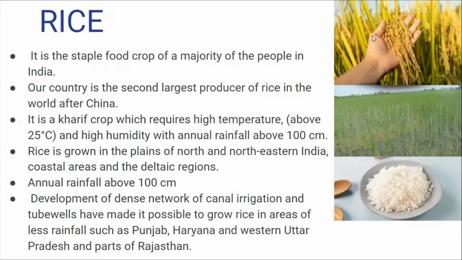It is a kharif crop and it requires high temperature, high humidity and annual rainfall above 100 centimeter, and it is grown in plains of north and northeastern parts of India, coastal regions and deltaic regions. In areas of less rainfall like Punjab, Haryana, Uttar Pradesh and parts of Rajasthan, canal irrigation and tube wells helped rice to grow.